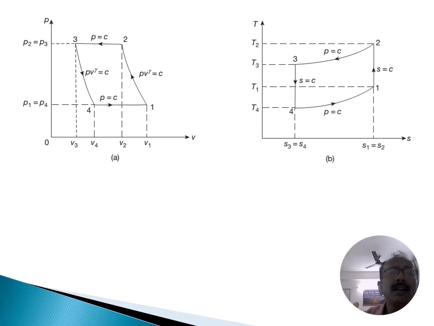So this is the diagram: 1 to 2, 2 to 3, 3 to 4, and 4 to 1. This is the isentropic compression, the constant pressure heat rejection, 3 to 4 is isentropic expansion, and 4 to 1 is the constant pressure heat addition. So this is a cyclic process. This is the PV diagram, and this one is the TS diagram.